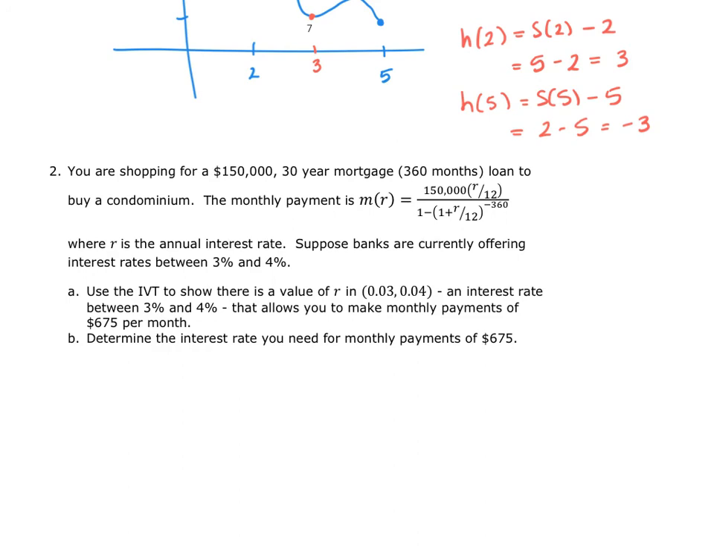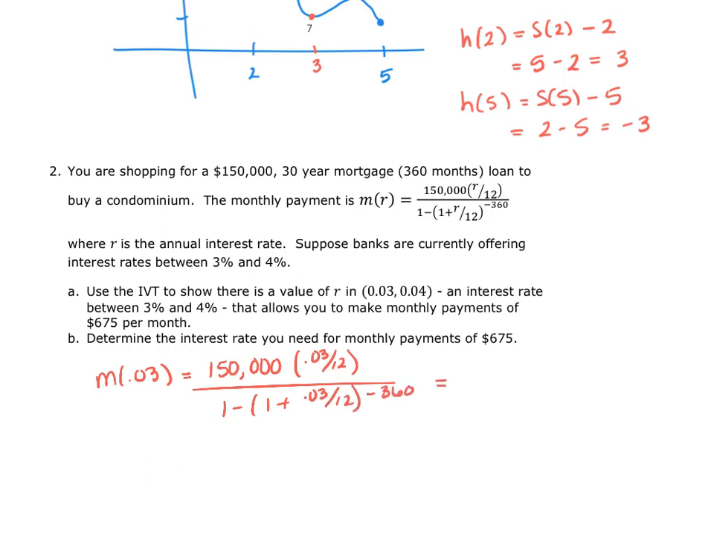So the way that you do that is you plug in the first point, so M of 0.03, and you have 150,000 times 0.03 divided by 12 over 1 minus (1 plus 0.03 divided by 12) raised to the negative 360. And we get $632.41.